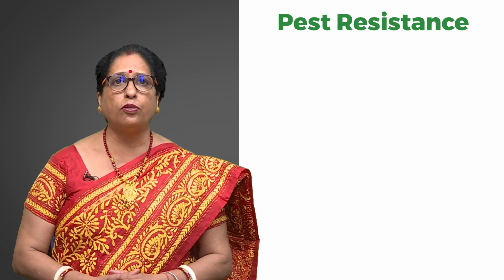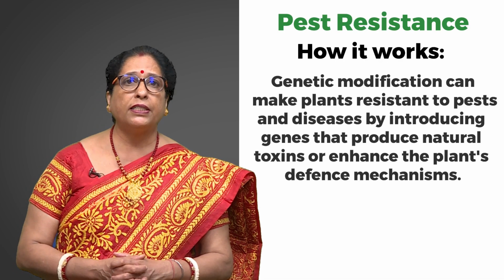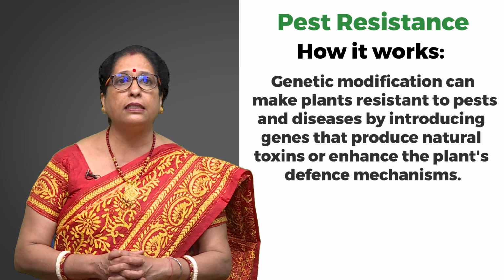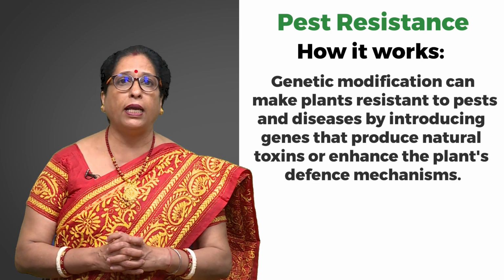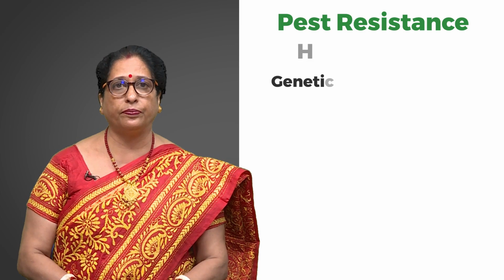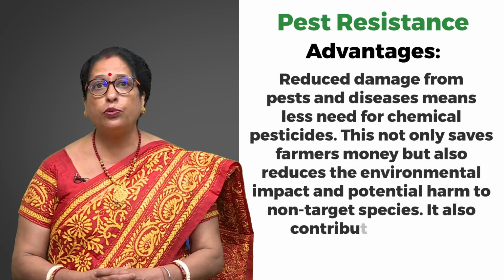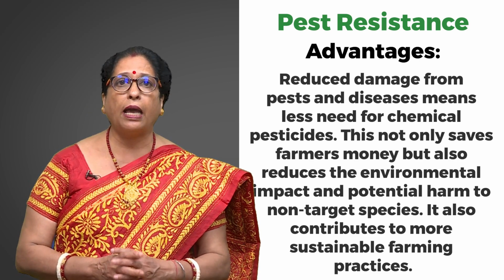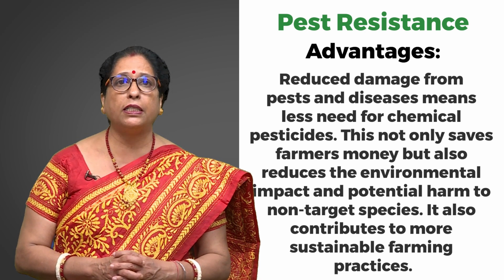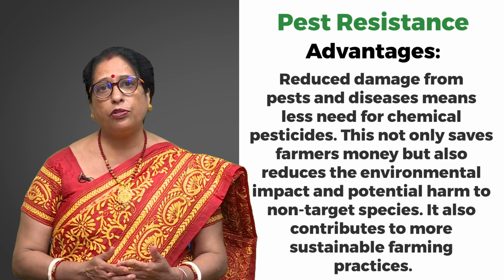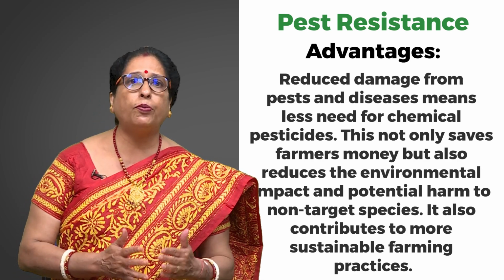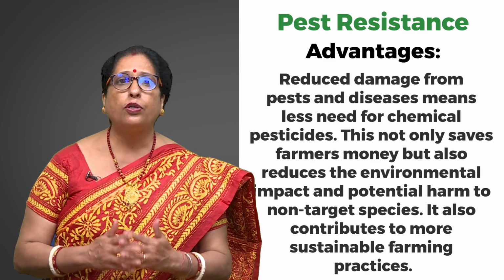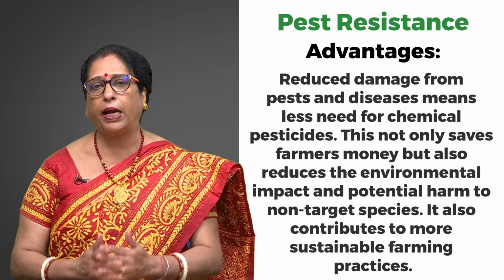And pest resistance also. In pest resistance, genetic modification can make plants resistant to pests and diseases by introducing genes that produce natural toxins or enhance the plant's defense mechanism. So, what are the benefits? It reduces damage from pests and diseases, meaning less need for chemical pesticides. This not only saves farmers money, but also reduces the environmental impact and potential harm to non-target species. It also contributes to more sustainable farming practices.